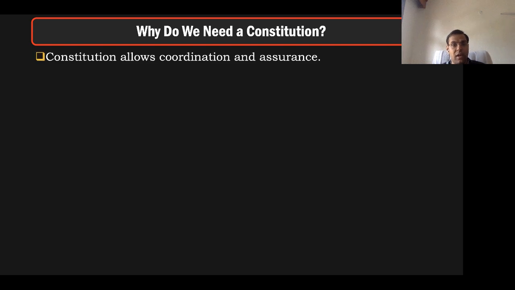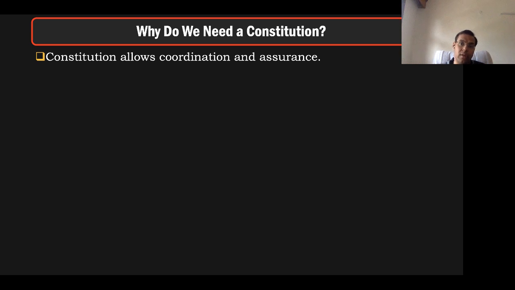So the constitution allows coordination and assurance. Very important. It allows coordination, it allows assurance. Assurance to whom? It allows assurance to us, the citizens of India. It allows assurance to every person governing this country. We are given the assurance, tasalli, that you are being governed by a document. Nobody is governing you the way they like. The Constitution allows coordination and assurance.